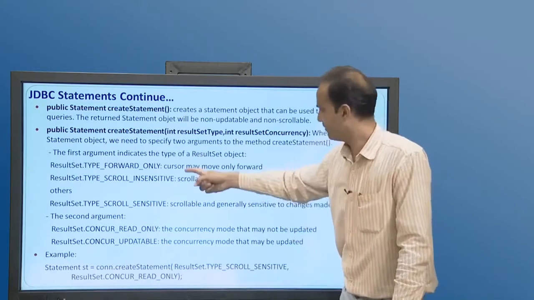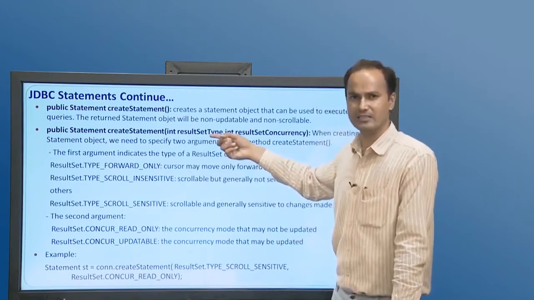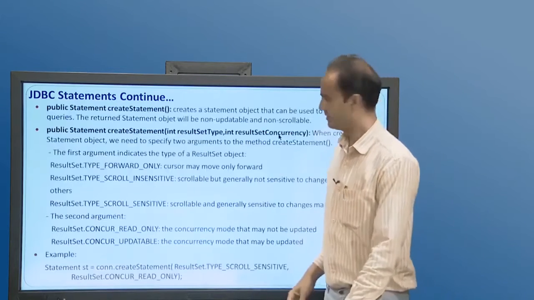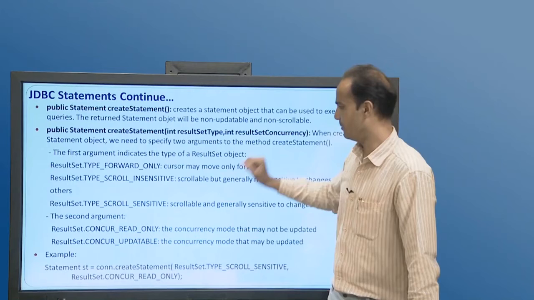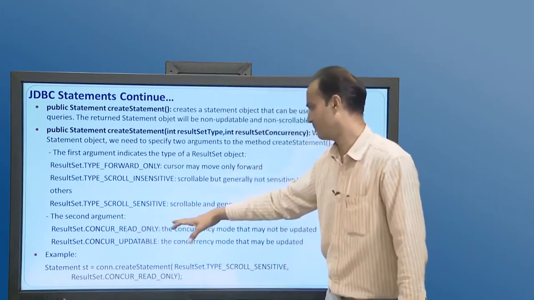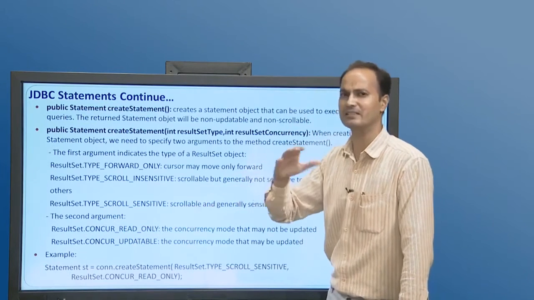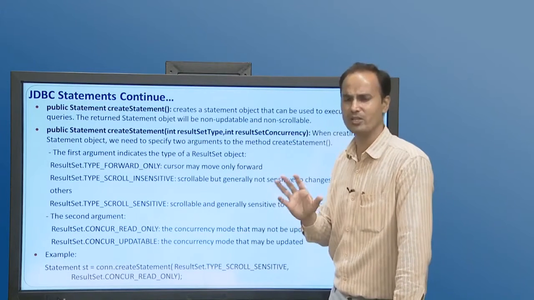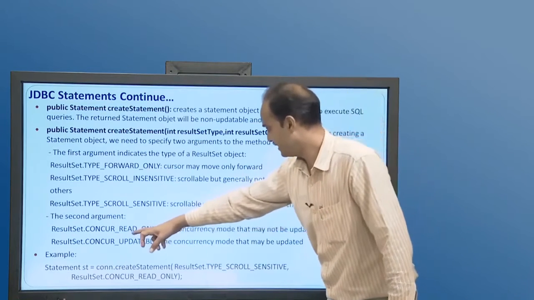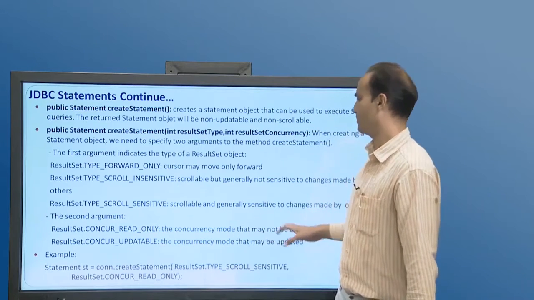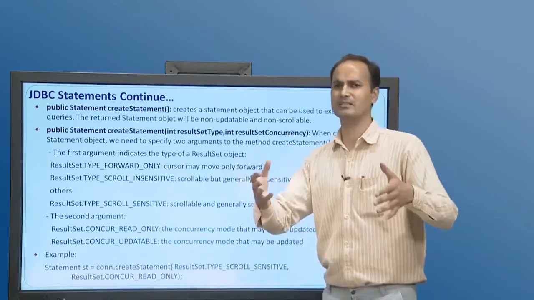Among these three you can pass any one constant as the first argument, and for the second argument, integer result set concurrency, you can pass any one of these two. ResultSet.CONCUR_READ_ONLY simply creates a result set in a read-only manner, so there will not be any kind of updation or modification. Then the second is ResultSet.CONCUR_UPDATABLE, the concurrency mode that may be updated. That means you can update the result set.